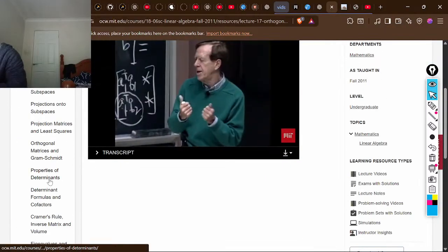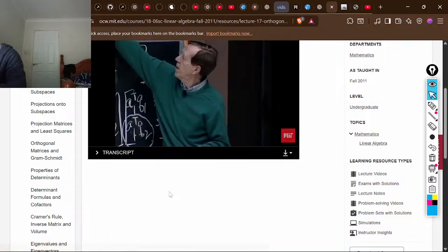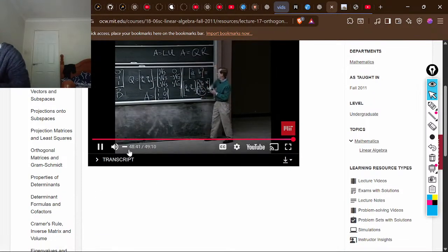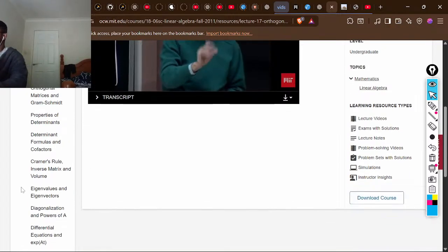The result is extremely satisfactory: if I have a matrix with independent columns, Gram-Schmidt produces a matrix Q, and the connection between them is a triangular matrix.